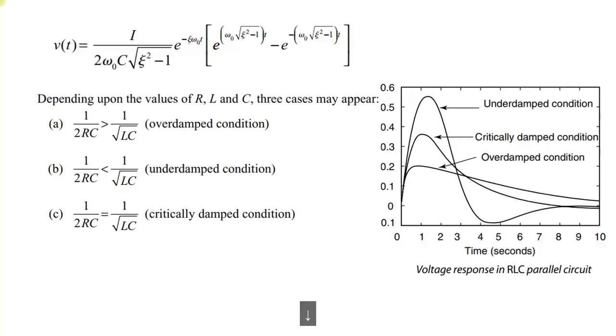These are the corresponding waveforms of the RLC parallel circuit for the voltage response. First of all, we are going to see the overdamped condition. Here in the overdamped condition, I take zeta greater than 1, or the quality factor Q less than 1 by 2. These are similar to the conditions we saw in the series RLC circuit, with some modifications, that's all.